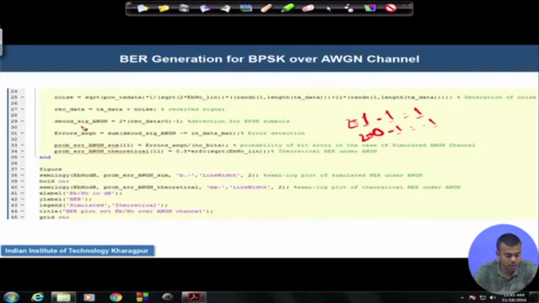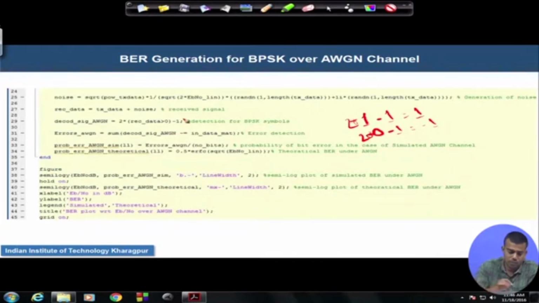This is the decoded signal. This decoded signal is then again compared with the transmitted data. If both the transmitted data and the decoded signal are the same, that will give me the 0 output. Otherwise, it will give me the output 1.